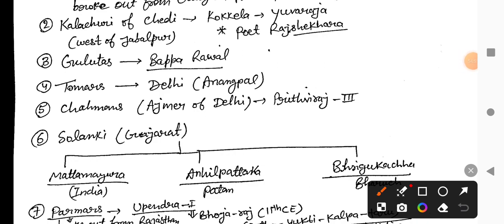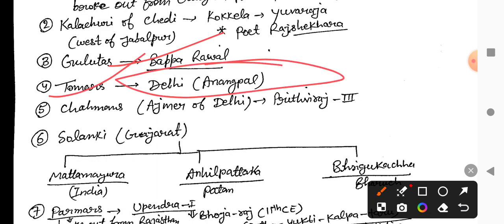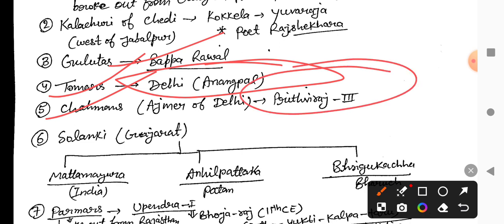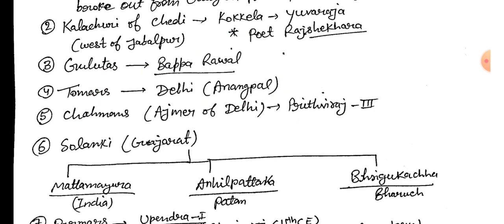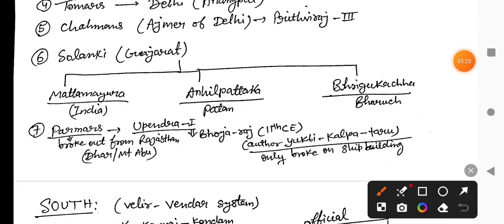The Guhilas: the founder was Bappa Rawal. The Tomars inhabited Delhi, and Anangpal was the founder of the Tomars. And the Chahmans of Ajmer, near Delhi. The founder of the Chahmans was Prithviraj III, also known as Prithviraj Chauhan.